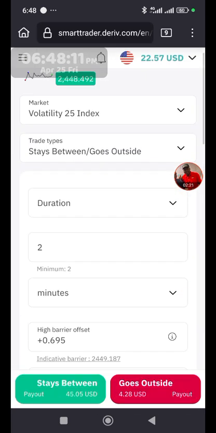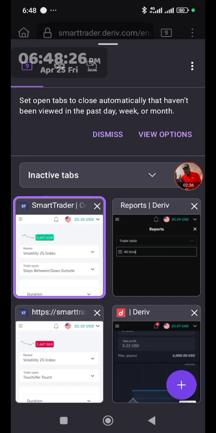Then I also have touch. Touch is just one directional. You see, goes outside and accumulator are two-dimensional. That means you can either go up or down. So let me explain them one by one. These are the things I major on.